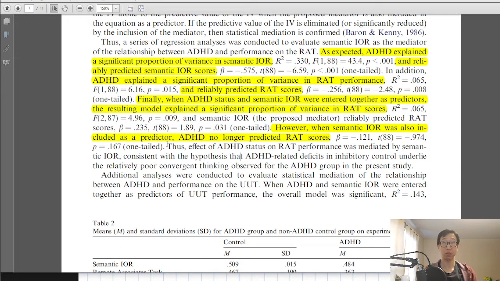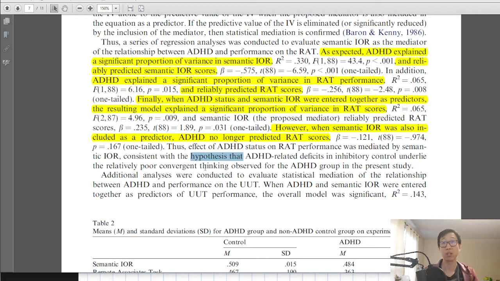Okay, so the conclusion from this part is that the effect of ADHD status on RAT performance, of course, is mediated by semantic IOR, as the results show, and they say it's consistent. So notice the very careful wording. This result is consistent with the hypothesis. It doesn't prove anything. It's consistent with the hypothesis that ADHD-related deficits in inhibitory control underlie the relatively poor convergent thinking observed for the ADHD group.